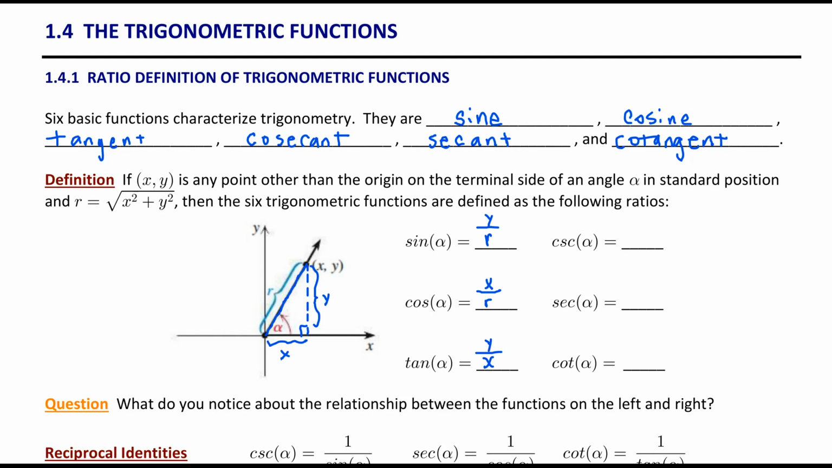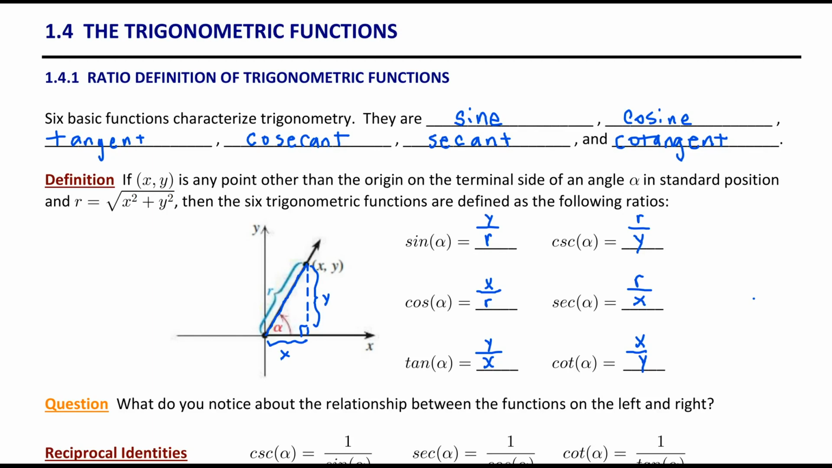So the sign, S-I-G-N, of sine, cosine, and tangent is determined by the sign of x and y in each respective quadrant. Now, continuing, cosecant of alpha is equal to r divided by y. Secant of alpha is equal to r divided by x. And cotangent of alpha is equal to x divided by y.